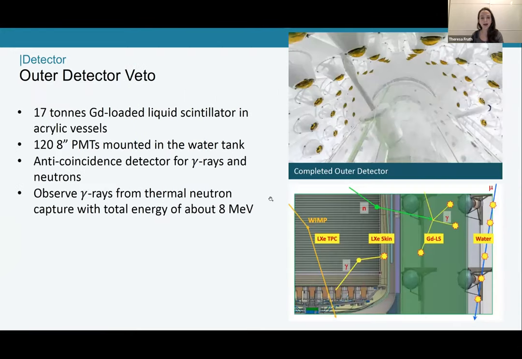Then on the outer detector, which I already mentioned earlier, we have these acrylic vessels surrounding the outer cryostat vessel, top, bottom, and on the sides. And that contains 17 tons of gadolinium-loaded liquid scintillator. And again, we have PMTs, this time 8-inch PMTs, so quite big ones, sitting in the water tank, observing this liquid scintillator. And here again, we have anti-coincidence for gamma rays, but we also have neutron capture on the gadolinium, and then we get a range of gamma rays at about 8 MeV in total.